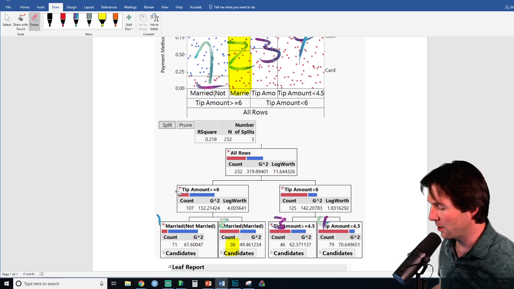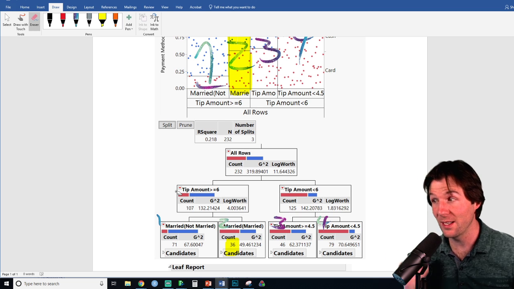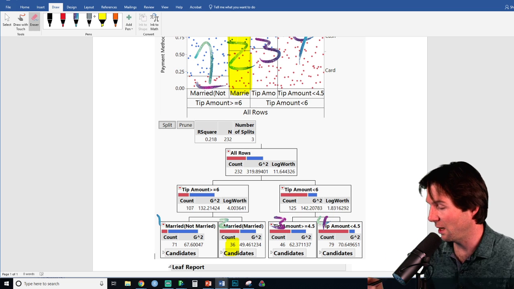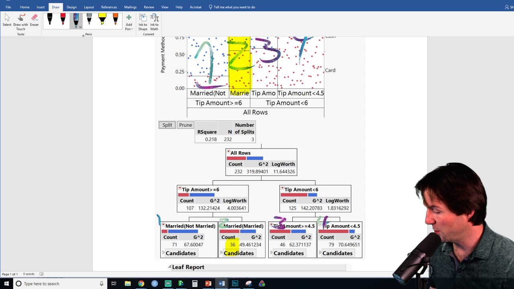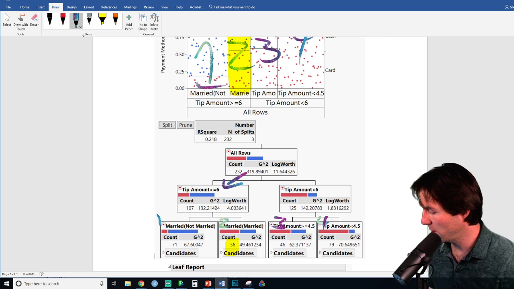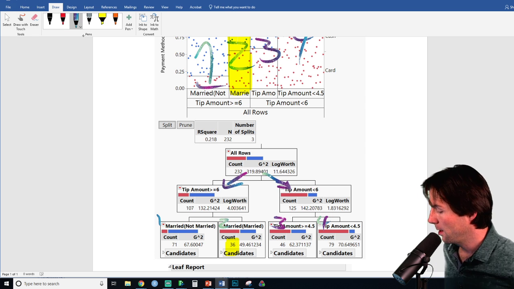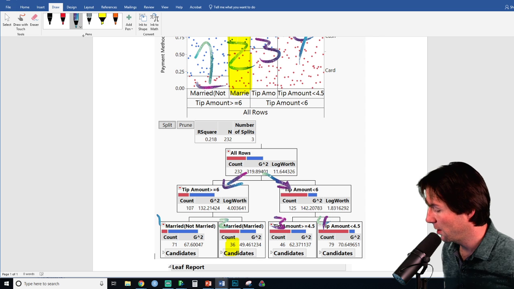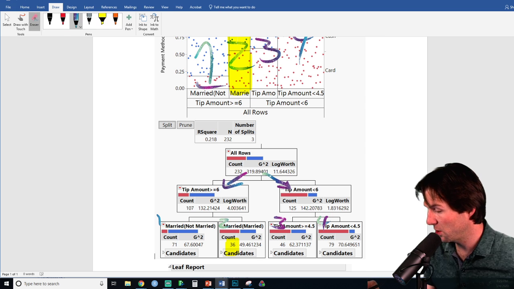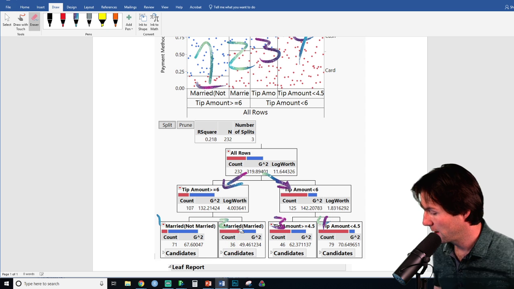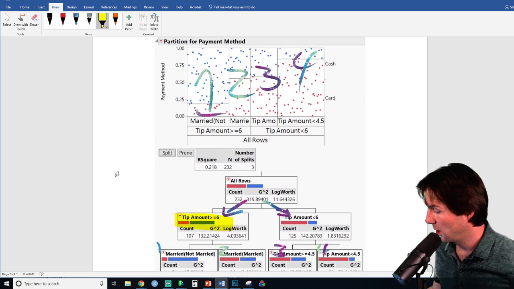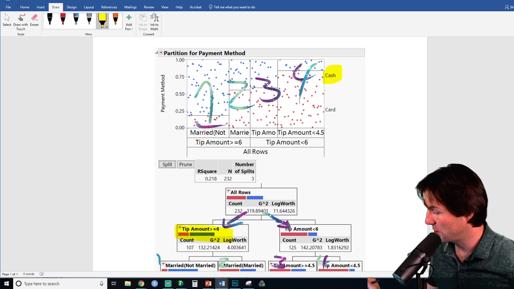So now let's do some analysis right here. Let's look at this first split. What does this first split tell us? Well, when you go right here and you split the tree, you'd split here and here. This is the very first split of the tree. And it looks like people who tip $6 or more, let me show you exactly what I'm talking about and highlight it, were more likely to use cash.